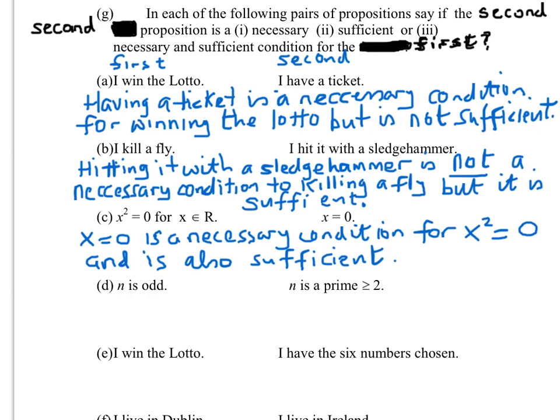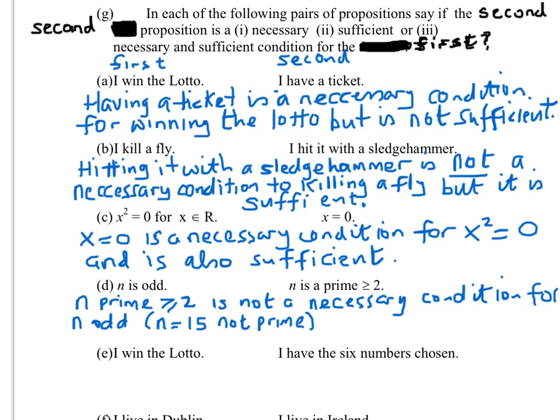For part D, I ask myself the question, is it necessary for n to be prime and greater than or equal to 2 for n to be odd? The answer to this question is no. We can just think of one exception to this. If we take n equal to 15, 15 is an odd number, but it's not prime. So I write down, n prime and greater than or equal to 2 is not a necessary condition for n odd. The exception being n equal to 15 is not a prime number.